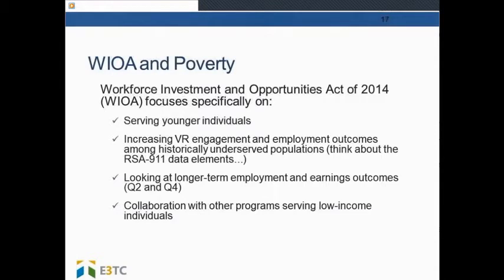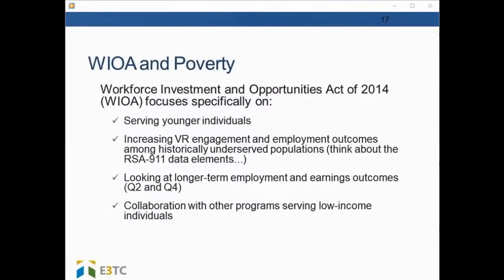WIOA and poverty. So the Workforce Innovation and Opportunity Act of 2014, WIOA, focuses specifically on serving younger individuals, which is important. As we talked about earlier, the concept and construct of emergent disability is really key. And I think this is where WIOA has taken some structural change and a considerable amount of work within our state programs to make adjustments to better serve younger individuals, those that are eligible for VR services and those that are potentially eligible for services. But really, consider it a sound investment.